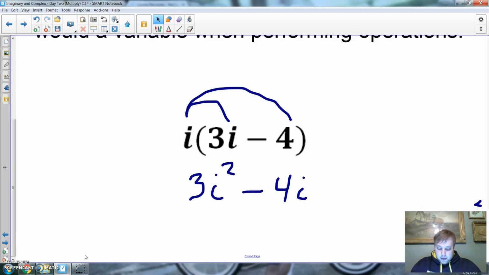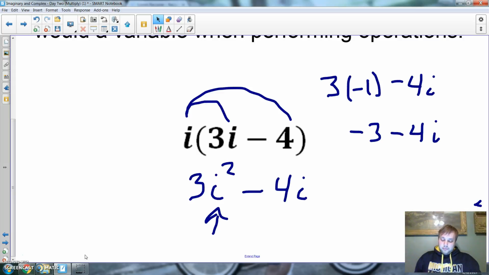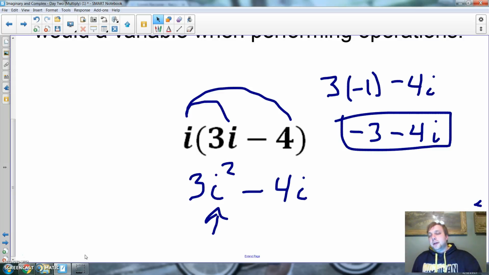Okay, now we're going to treat this normally just like any other variable. The only difference is that this right here is i squared, and your brain should be saying, oh yeah, i squared, that's a -1, right? So let's go back up here and say that's 3 times -1 minus 4i. And now all of a sudden things have changed. That's actually -3 minus 4i. Can't combine those because those are unlike terms, the -3 and the -4i. You kind of get how this is going now, right? Imaginary numbers are getting kind of fun, huh?